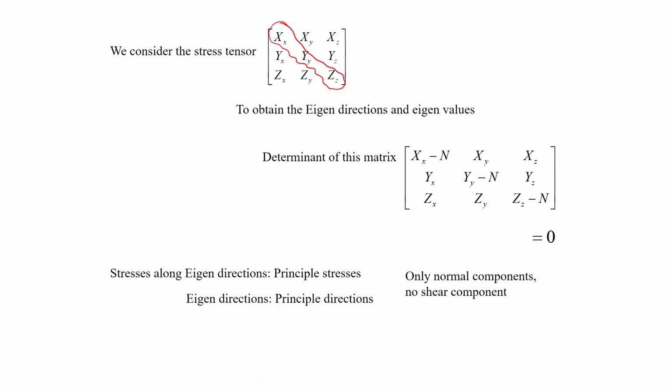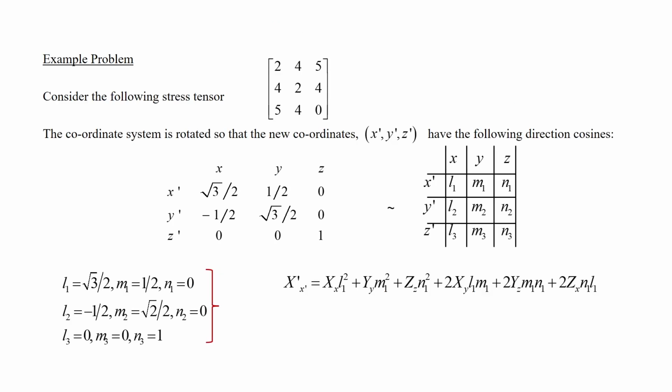We can also find the eigen directions and eigen values by putting the determinant of this matrix equal to 0, and that way we can obtain the principal stresses, in which we have only the normal stresses and no shear component. So, we can find the principal stresses and the principal directions.